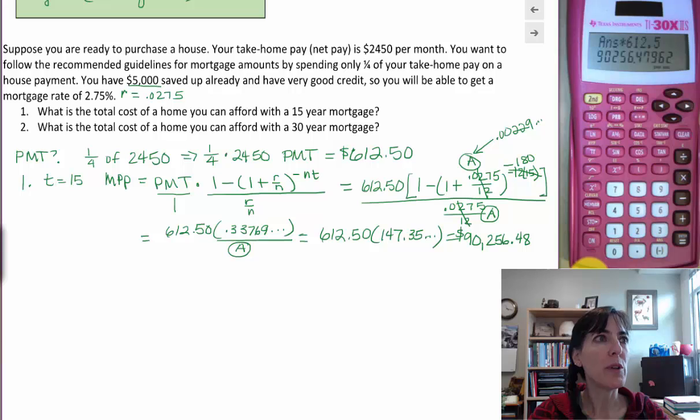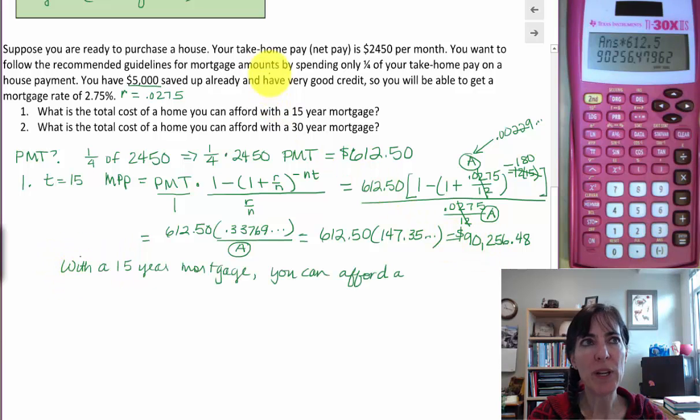What is the total cost of a home you can afford with a 15-year mortgage? With a 15-year mortgage, remember we needed to add on the $5,000 that we had already saved up. So that would be plus 5,000, which is going to give us a value of $95,256.48 to purchase a home.